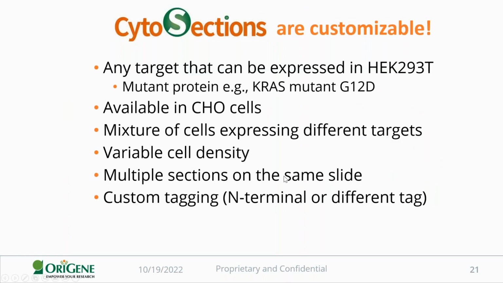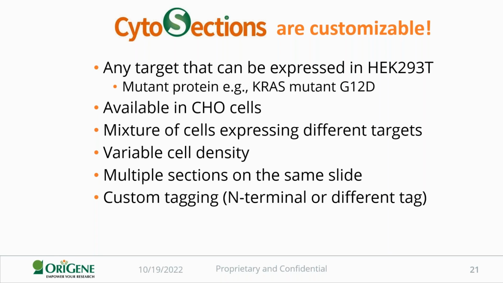One point which I did not touch so far is that CytoSections are customizable. Here I said that we can make CytoSections for any target that can be expressed in HEK293 cells. An example I've given is a mutant protein, for example, KRAS mutant G12D. We can express that, and in fact, we can verify it and make sure that it's expressed. So if you're screening for an antibody which you want to recognize only the mutant and not the wild type, then we can confirm that we have the mutant in the cell, and then you can screen for that specific target.